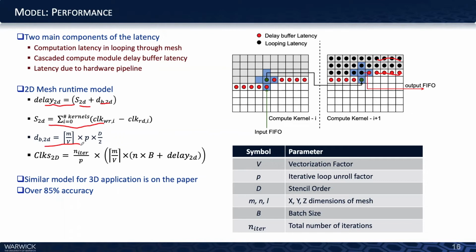dividing the number of mesh points that need to be buffered by the number of mesh points being pushed each clock cycle. And finally, the total latency can be calculated by adding the latency to loop through the mesh points. A similar model can be developed for 3D applications, and it is in the paper. And over 85% accuracy is obtained for both models.